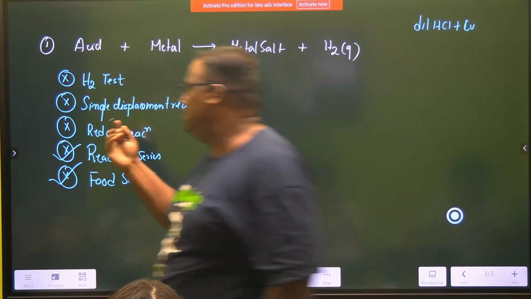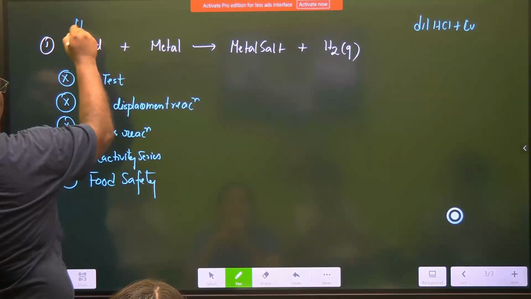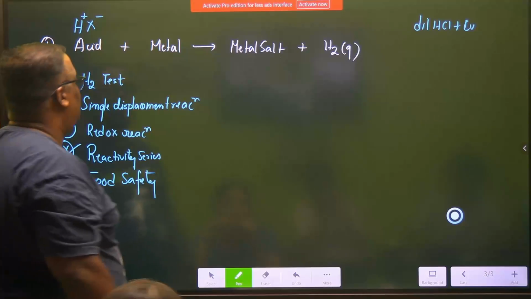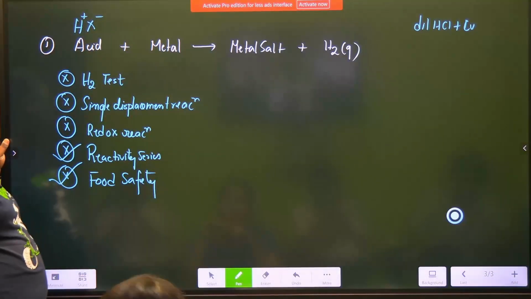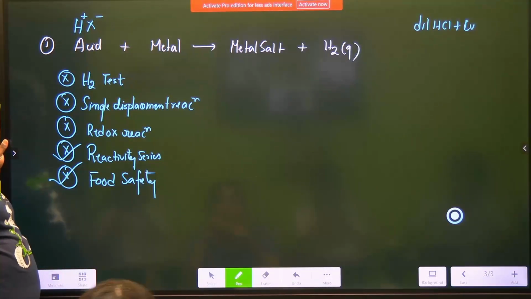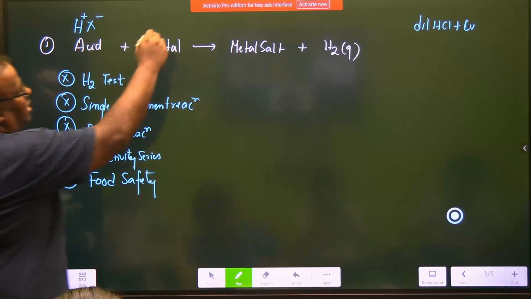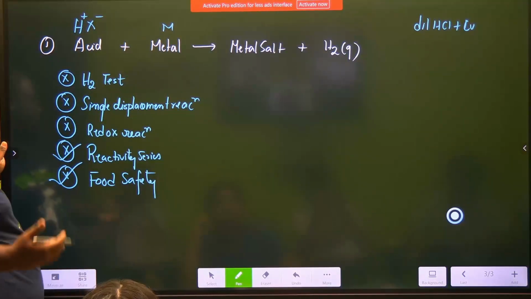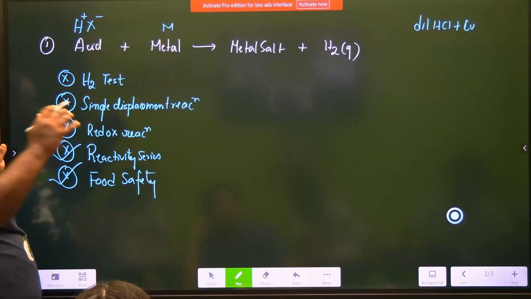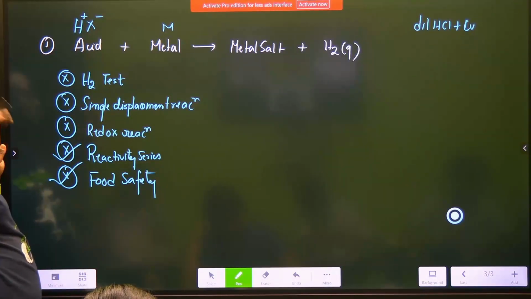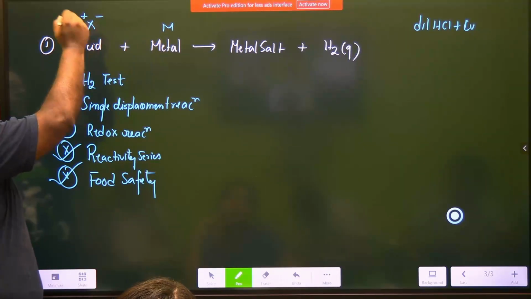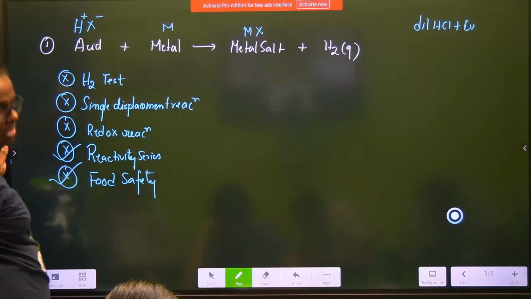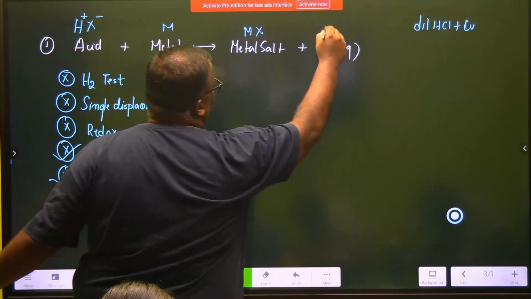What is an acid? An acid is basically HX, where H is the cation and X is the anion. HCl, HNO3, H2SO4, right? This will react with a metal. A metal is always an M. The metal always forms a cation. All metals always will form cations. They will never form anions. The metal will react with the anion and form MX, and hydrogen gas is liberated.